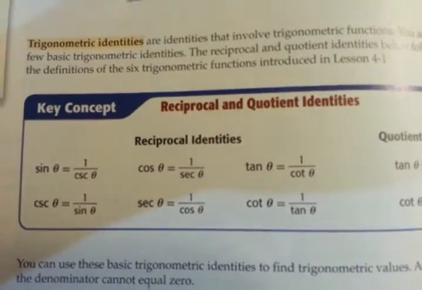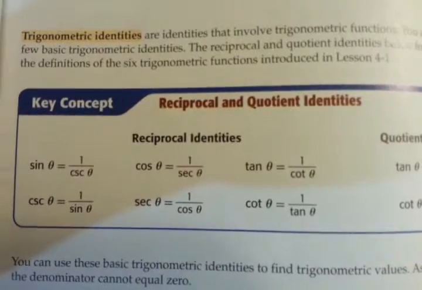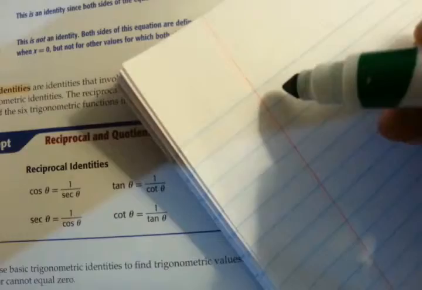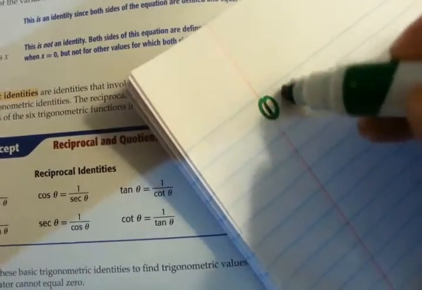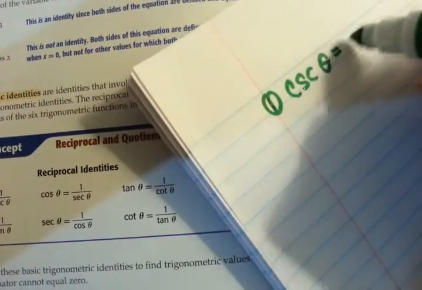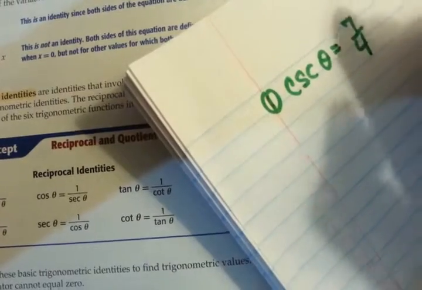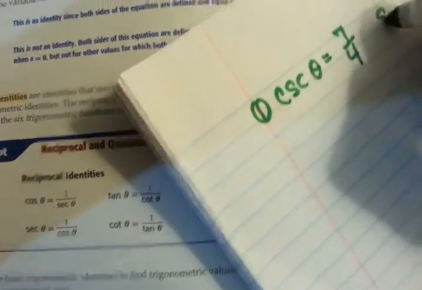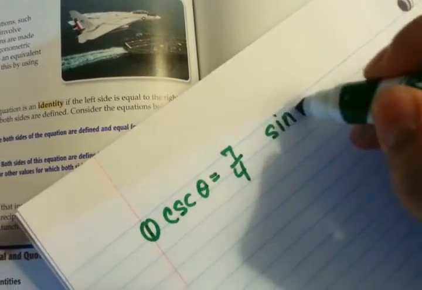Alright, what we're going to do is solve a few problems using the reciprocal identities and the quotient identities. The first problem that we're going to look at is, let's say that I give you the cosecant of theta is 7/4. And I ask you to find sine theta.